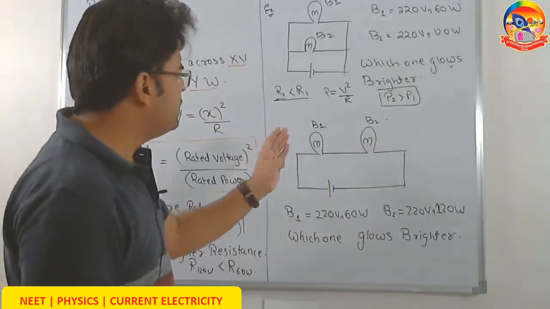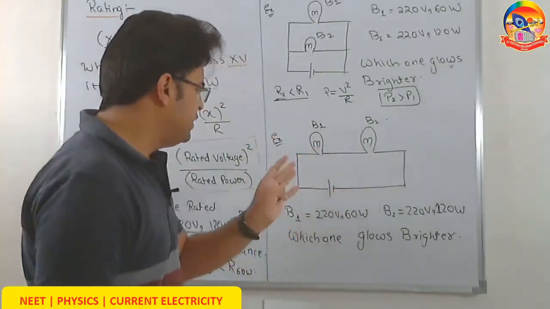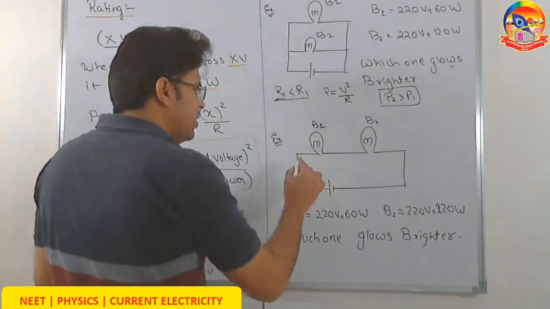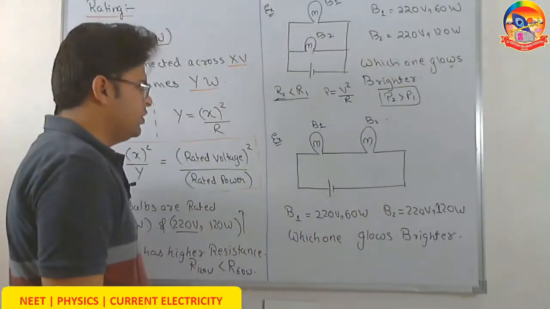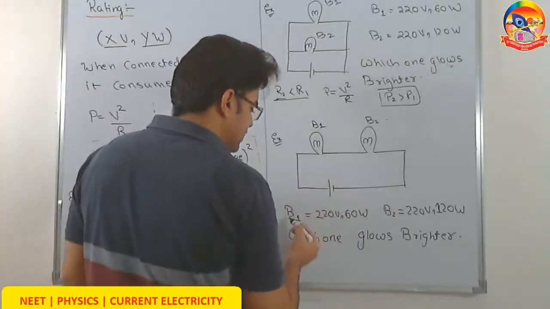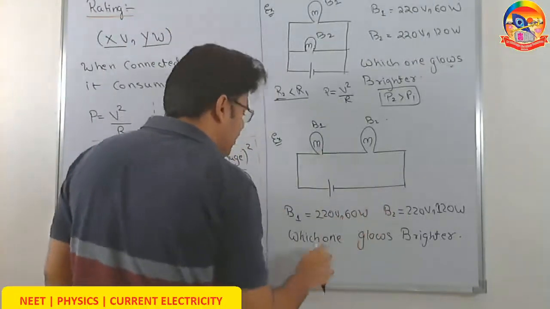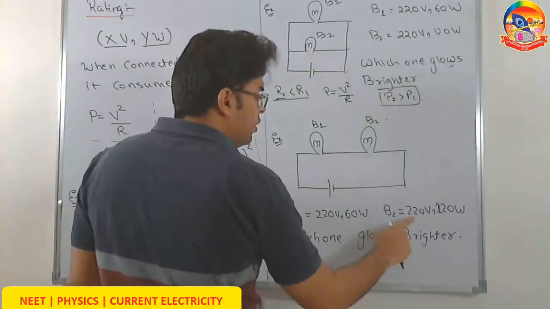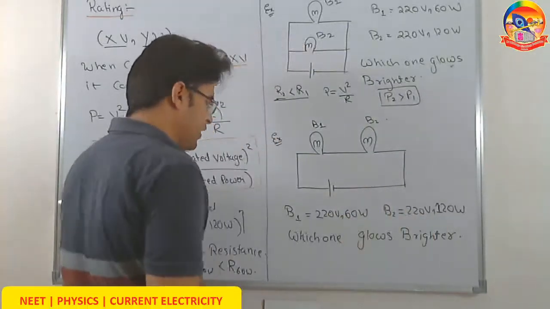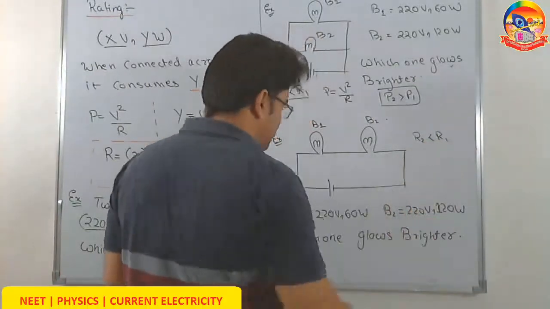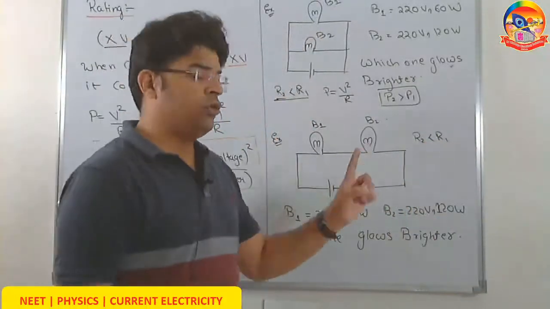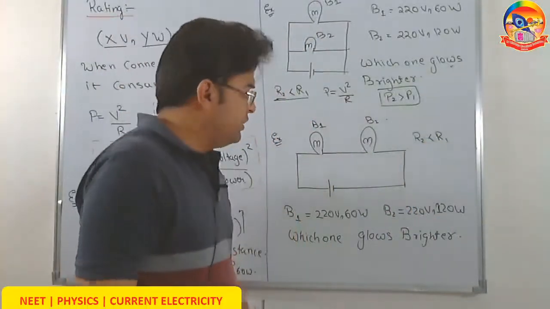So if this person applied these two bulbs in series and connected it with a source, which bulb glows brighter? So now here you can say, see the same data given: B1 is 220 volt 60 watt, B2 is 220 volt 120 watt. This means that the resistance of 2 is less than resistance of 1. They are not at all designed to be used in series, but somebody is using it, God knows why.